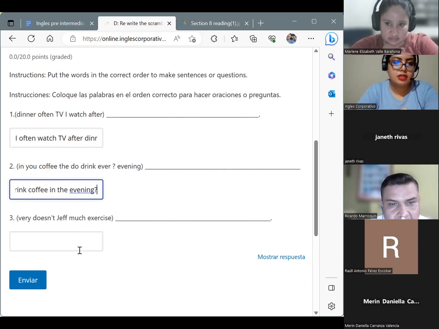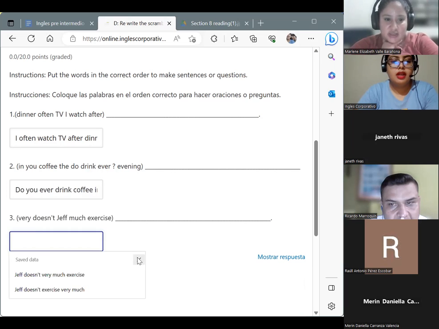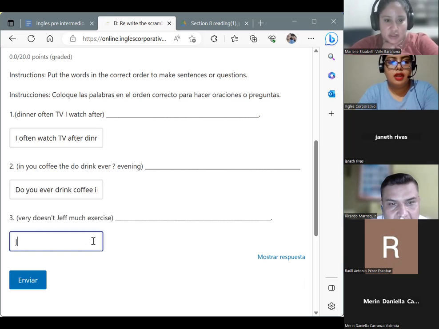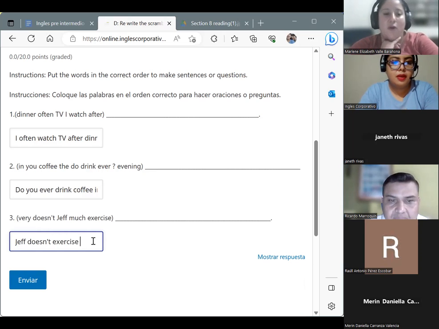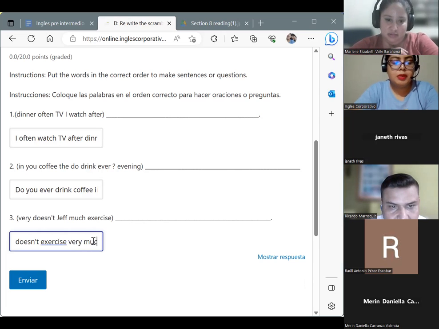¿Y en la número tres? Jeff doesn't exercise very much. Mi compu no me agarra el apóstrofe. Ah, el apóstrofe. Exercise very much. Ok. Vamos a ver.